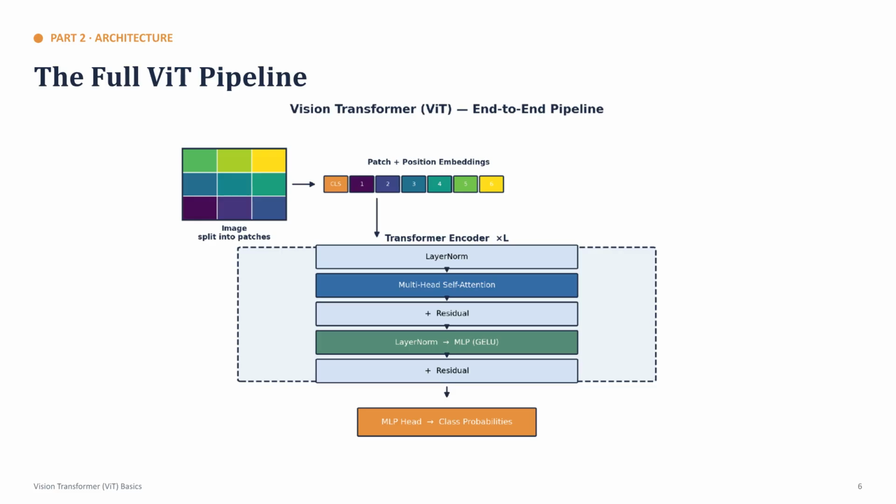Here's the whole thing laid out visually. On the left, the image gets cut into patches. Those patches, plus a prepended CLS token, get turned into embeddings with position information added. That sequence flows into the transformer encoder, which repeats the same block L times. Layer norm, multi-head self-attention, a residual connection, another layer norm into an MLP with GELU activation, and a second residual connection. Whatever comes out the other end goes through an MLP head to produce class probabilities. Every arrow on this diagram is something we're about to define mathematically.